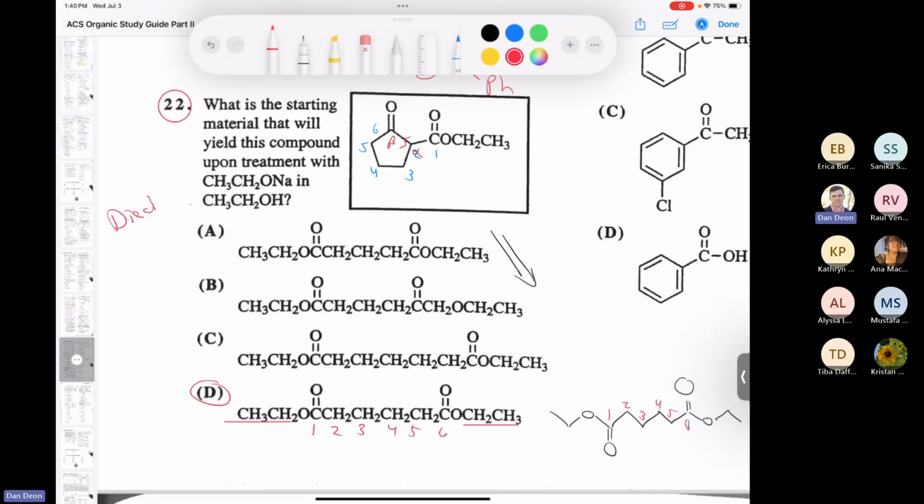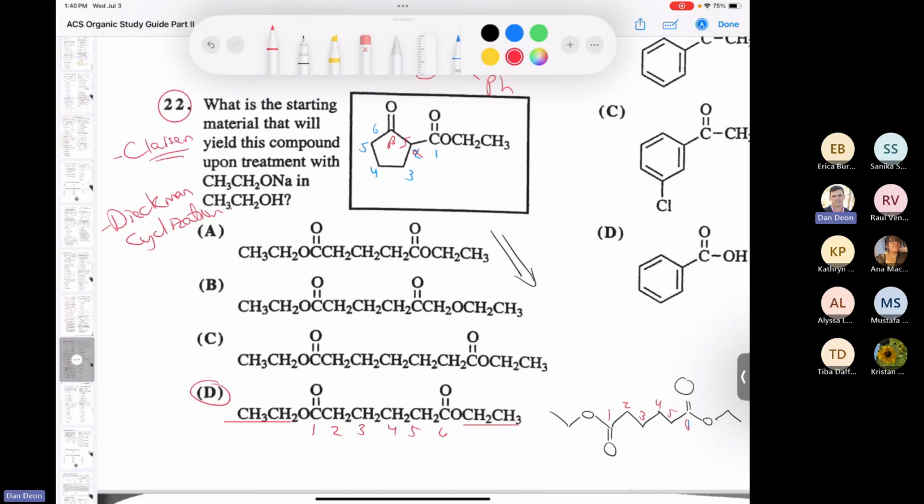Dieckmann. Am I spelling that right? Is it Dieckmann cyclization, which, again, is nothing more than an intramolecular Claisen reaction. That's all it is. The main thing is just to study the Claisen reaction.